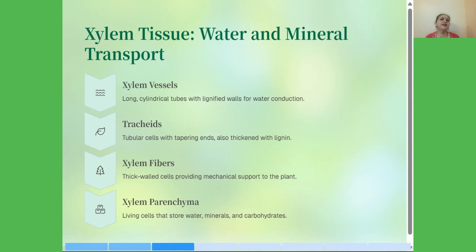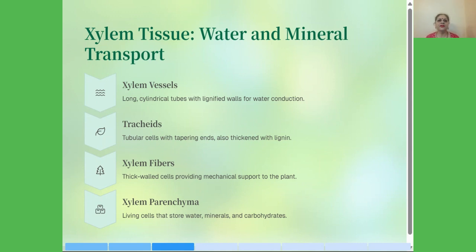That is, first we will take up xylem tissue. So, what is xylem tissue? And how does that transportation take place through xylem tissue? When we talk about the xylem tissue, it means water and mineral transport. Okay, so xylem tissue is responsible for transporting water and minerals throughout the plant.